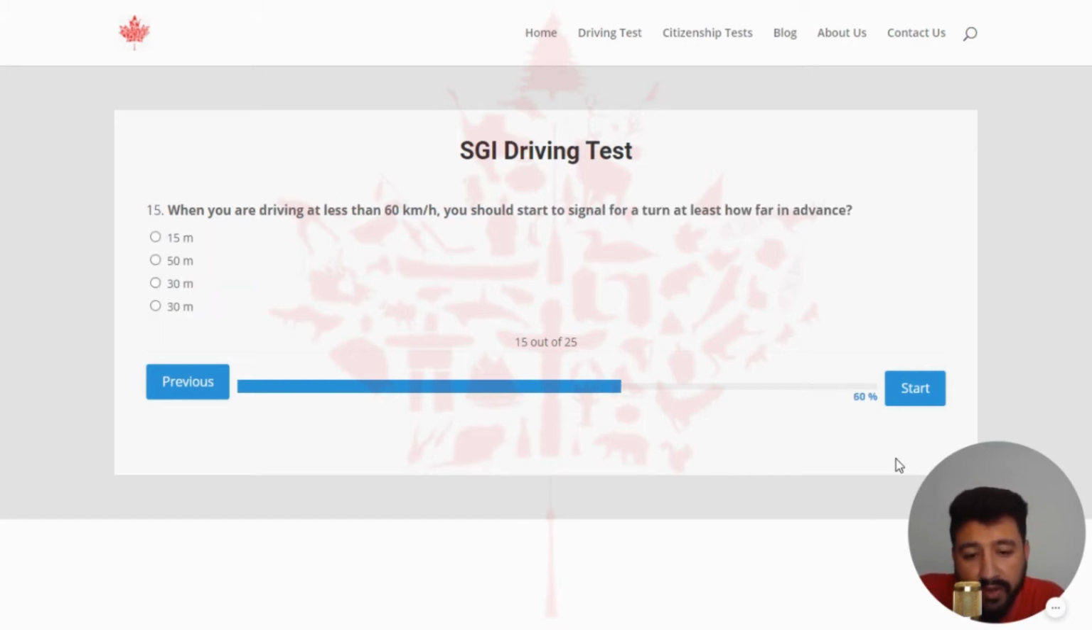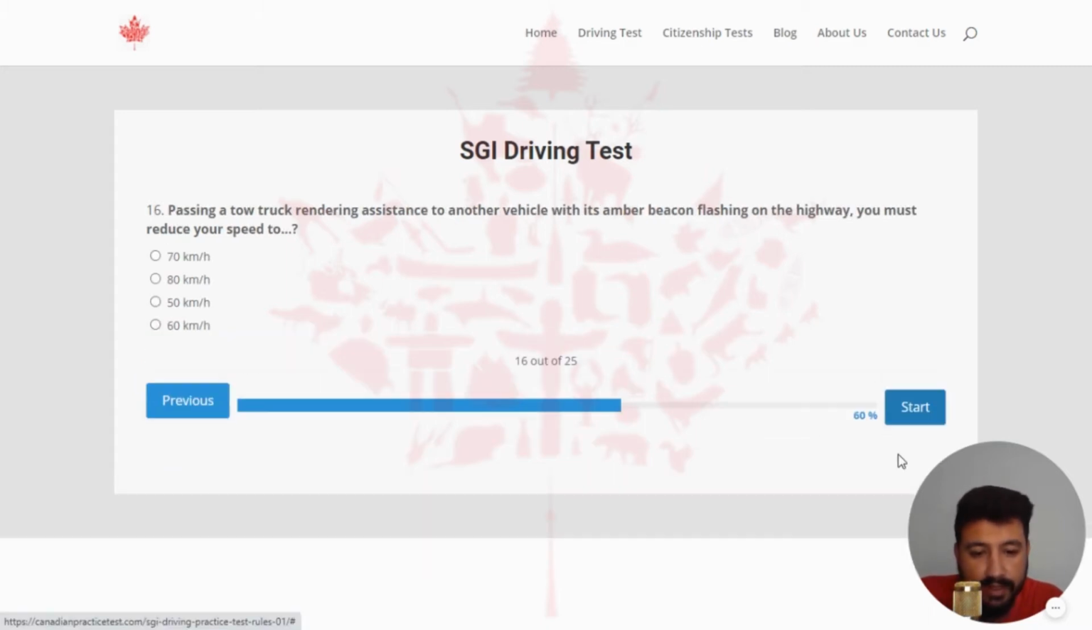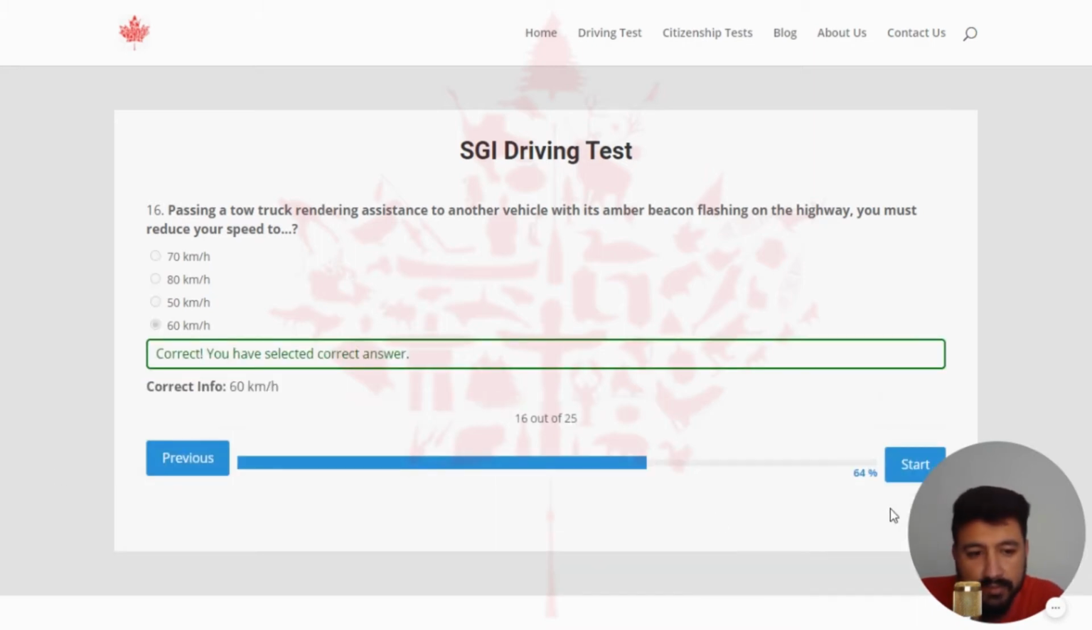Next, when you are driving at less than 60 kilometers per hour, you should start to signal for a turn at least how far in advance. The right answer of this question is 30 meters. Next, passing a tow truck rendering assistance to another vehicle with its amber beacon flashing on the highway, you must reduce your speed to. The right answer of this question is 60 kilometers per hour. So I picked the last one.